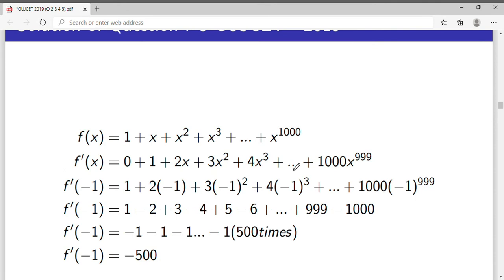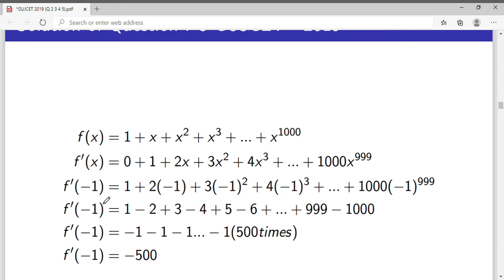Now the function f(x) is given to us. For this function, find the derivative. So f'(x) is equal to the derivative of 1, which is 0, plus the derivative of x, which is 1, plus x² is 2x, plus x³ is 3x², plus the last term, 1000 into x^999. After this, x is replaced by minus 1.